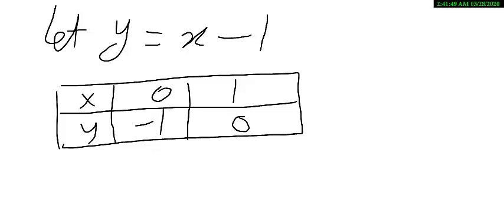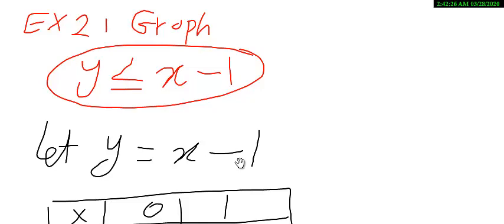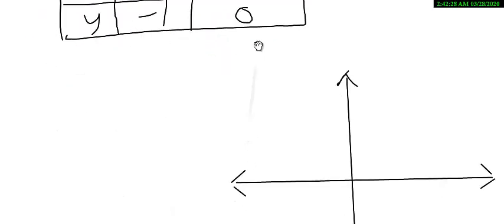The next procedure is to make the xy coordinates. I'm gonna highlight the xy coordinates here. This will be the xy coordinates. I have to graph the line which is y equal x minus 1. First of all, if the inequality contains an equal sign, as we have here, that means the line will be a solid line. So here I have to make sure that the line will be solid.